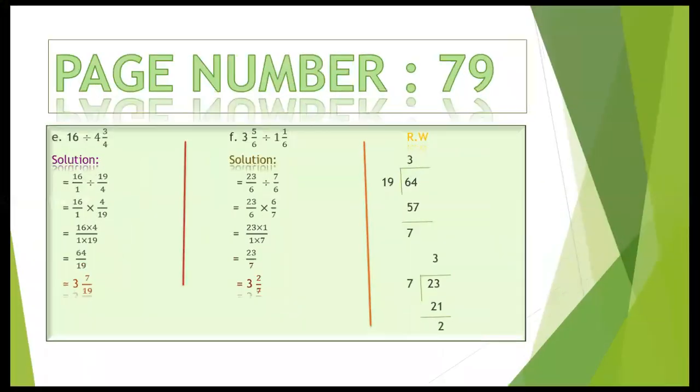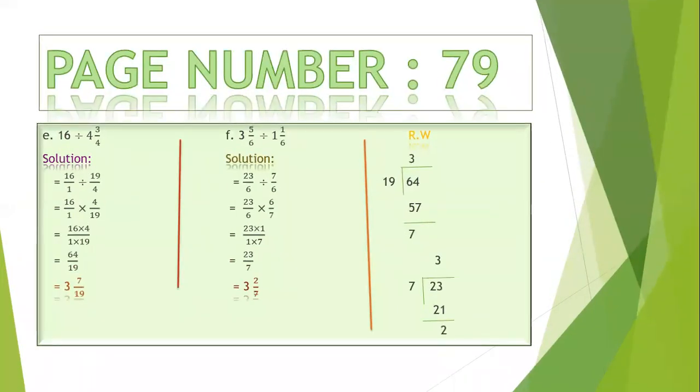Part E is the same as part D, meaning the first number is a whole number and after the division sign there is a mixed number. We can write 16 as 16 over 1, and 4 whole number 3 over 4 as 19 over 4.